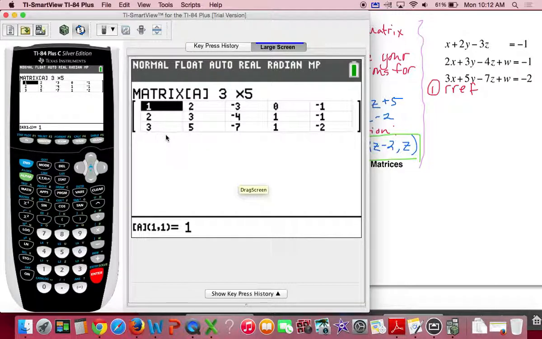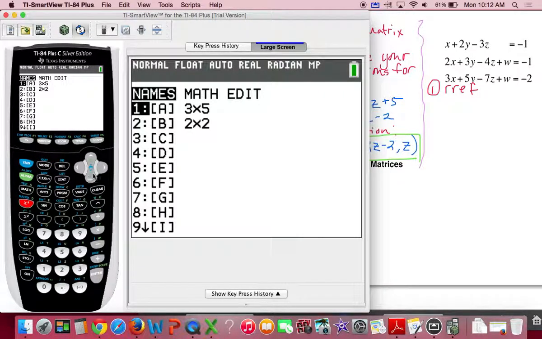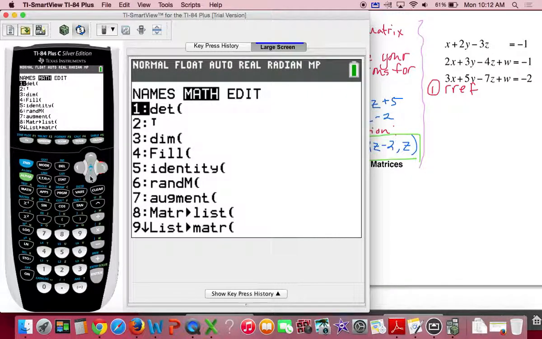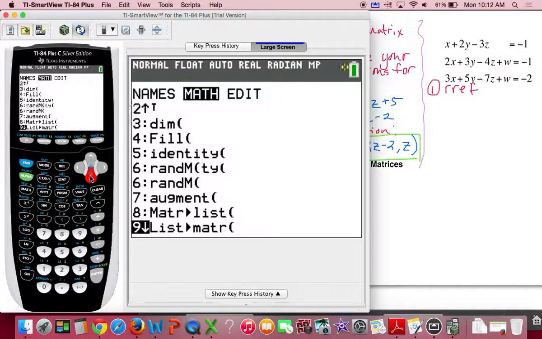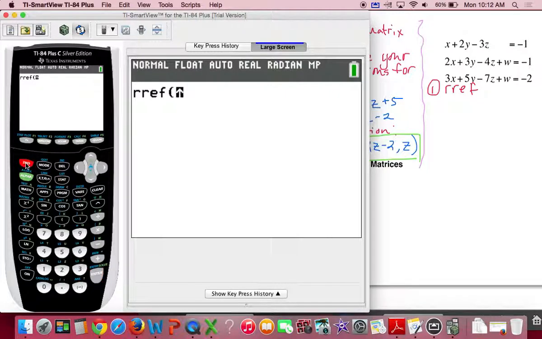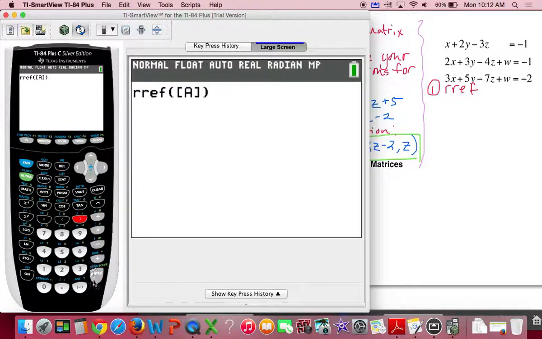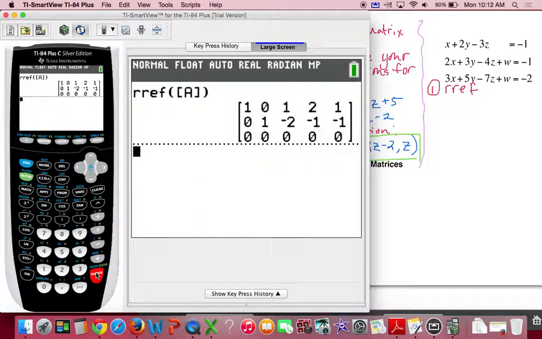Okay, so once you get your matrix in, now you're just going to find RREF. So do second quit to get back to your main screen. And you're going to do second matrix. Scroll 1 to the right to get to the math, and scroll down until you find RREF. And hit enter. Then select matrix A, so second matrix, enter for A. Close the parentheses and hit enter again. What do you notice about this bottom row here? All zeros.